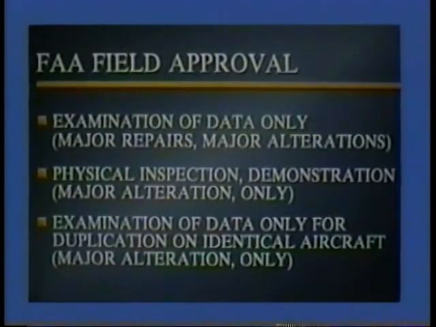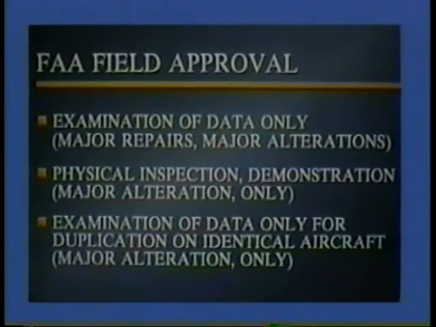type design. There are 3 kinds of field approvals. First, there's the approval by examination of data only. This approval is for both major repairs and alterations to one aircraft. Next is the approval by physical inspection or demonstration. This is for major alterations to one aircraft only. And finally, the third Form 337 approval is approval by examination of data only for duplication on identical aircraft by the same modifier. This approval is only for major alterations.